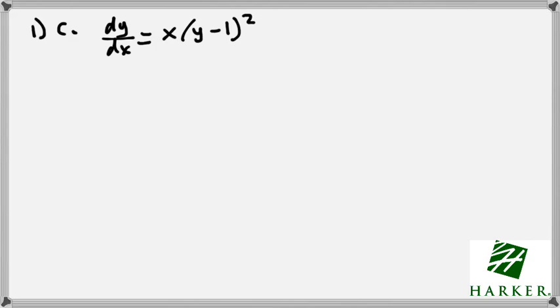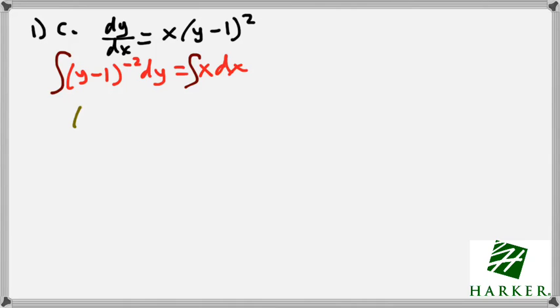So we know the only process we've done is separation of variables. And I told you the most important step was separating the variables correctly. So let's see if I can do that. It's going to be (y minus 1) to the negative 2 dy equals x dx. And then what I need to do is integrate both sides. I'm not getting fancy here. This is a simple power rule for both of these.